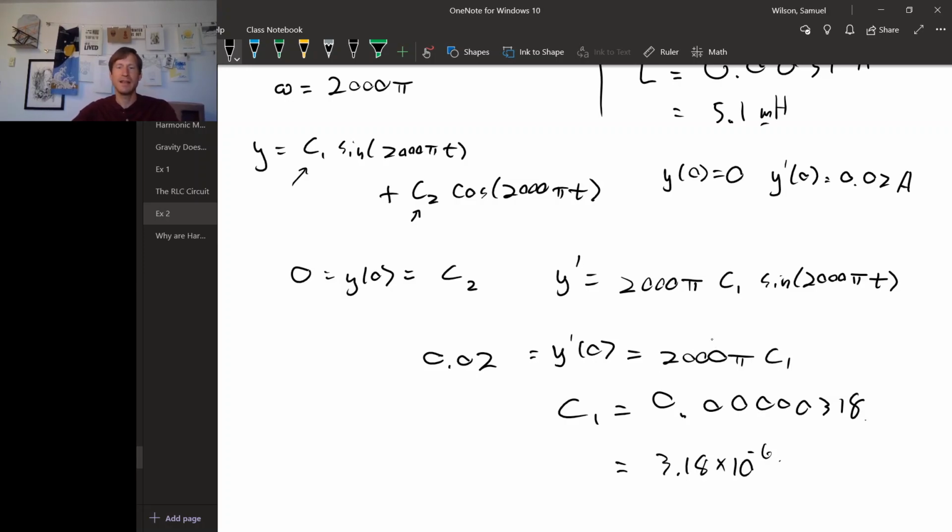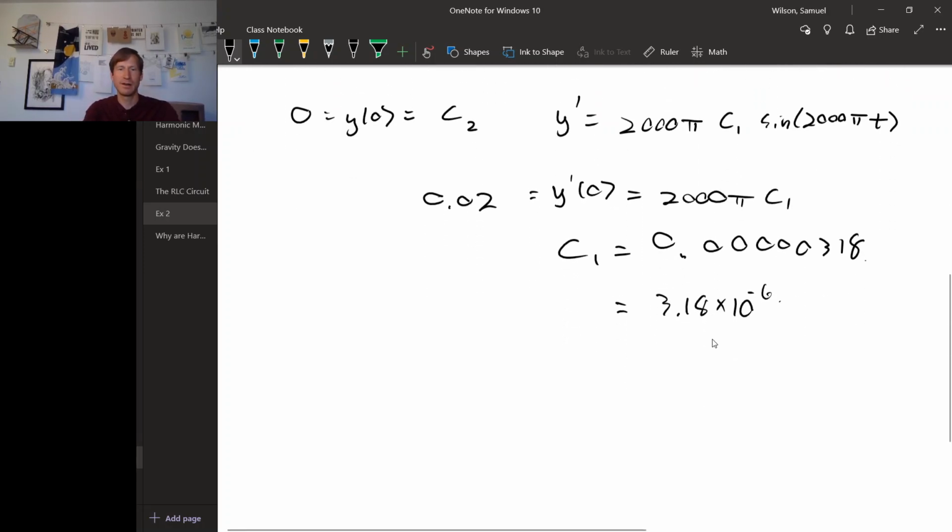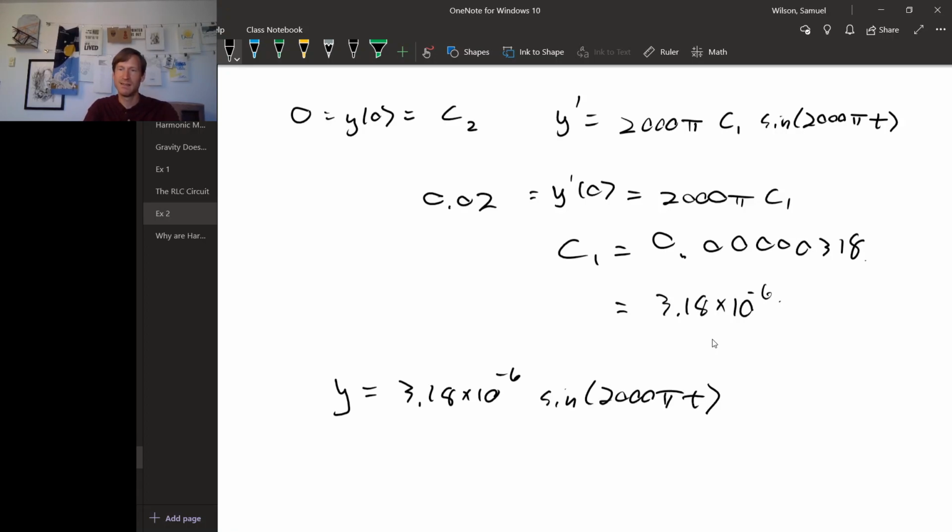Okay, and so now we have the behavior of the charge on the capacitor as a function of time. It's 3.18 times 10 to the negative 6th times sine of 2000 pi t. And there we go.